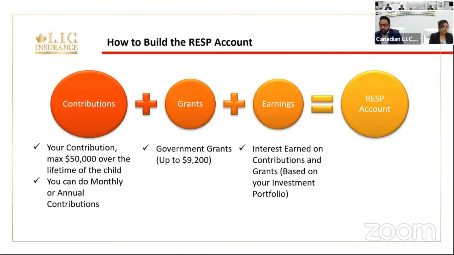Okay, got it. So let's go ahead and talk about how a RESP as a total account looks like. As we said, any RESP plan starts with you as a parent.